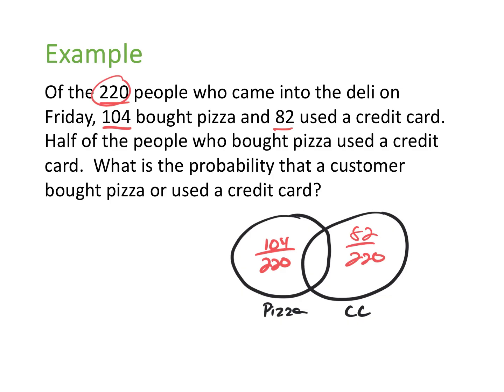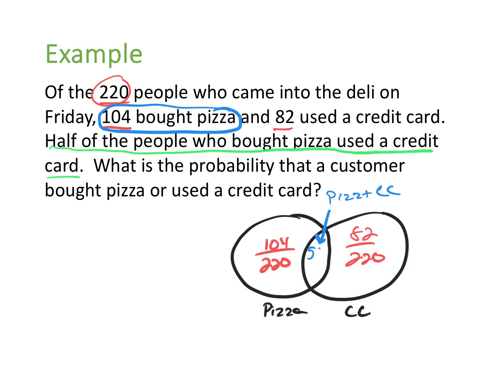So what we have to do is think about what the intersection of the people who had pizza and used a credit card would be. If we read this next sentence, it says half of the people who bought pizza used a credit card. So this means half of the 104 who bought pizza used a credit card out of that group. So that means 52 out of the 220 were people who had a pizza and used a credit card.